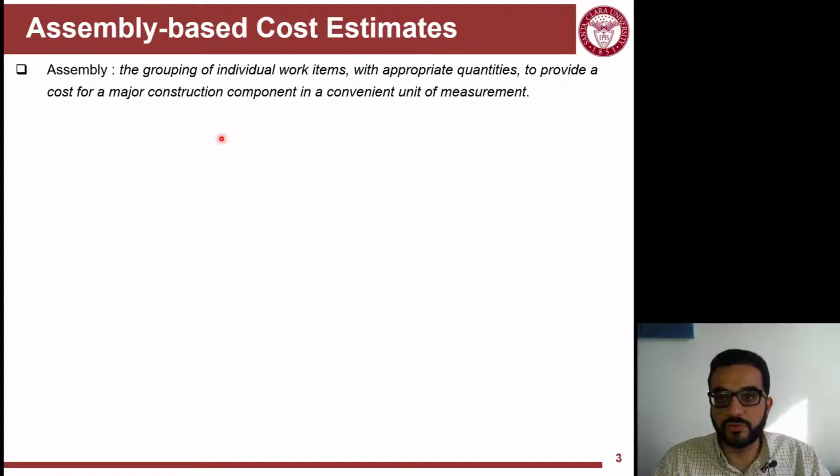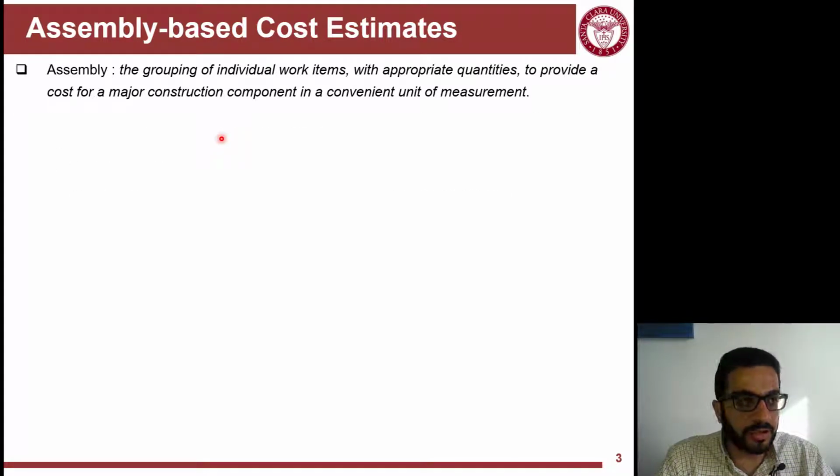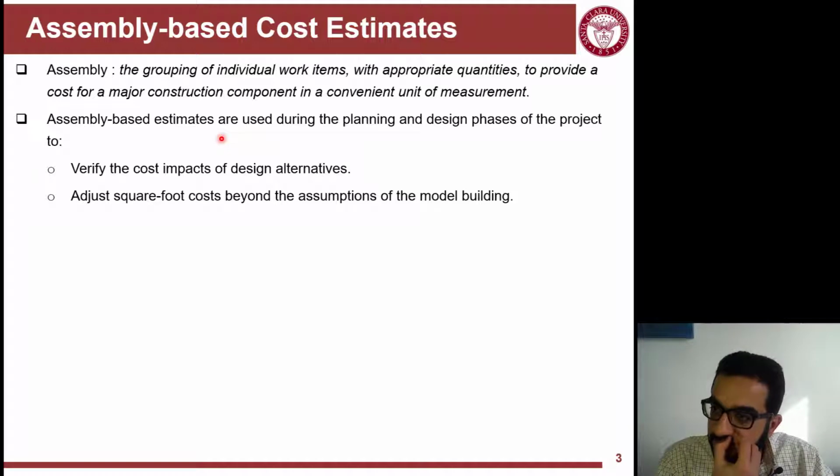An assembly is a grouping of individual work items with appropriate quantities to provide the cost for a major construction component in a way that's convenient to measure and also provides a level of acceptable accuracy. So an assembly can be like an exterior wall or a flooring system. So it can present different degrees of detailing in the building.